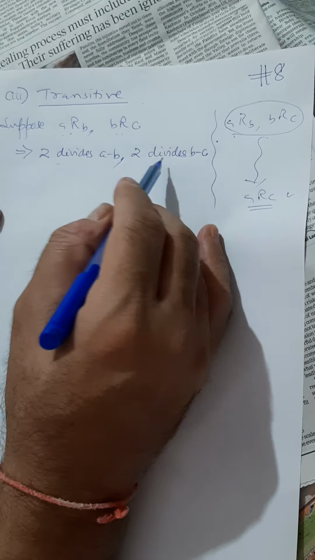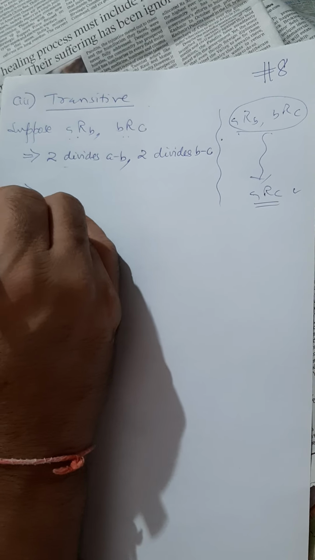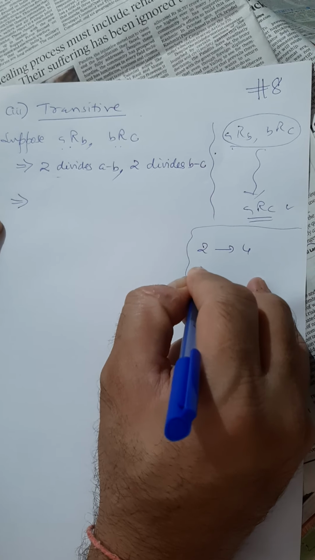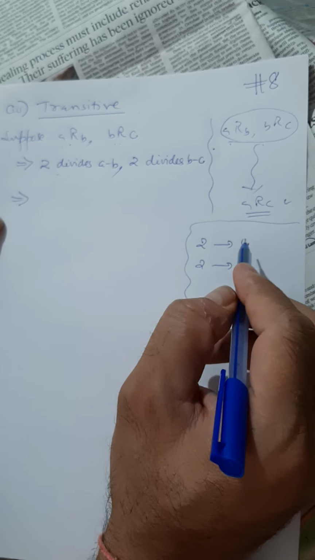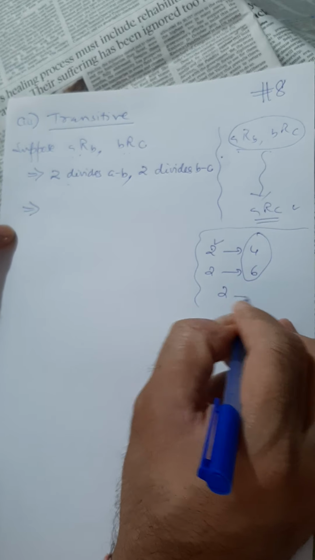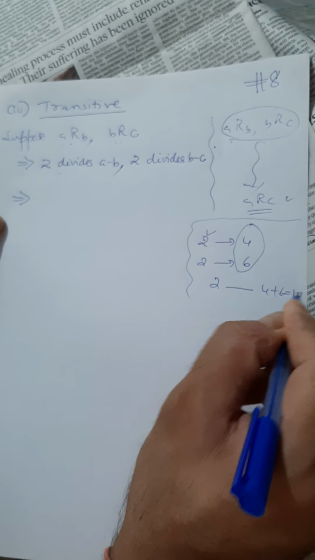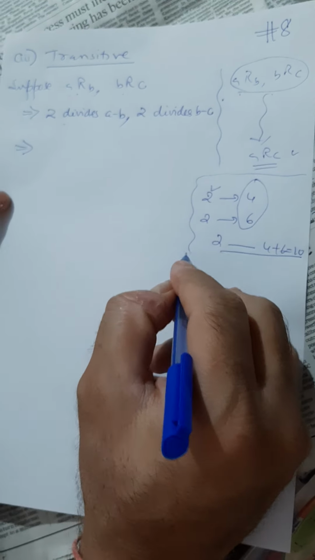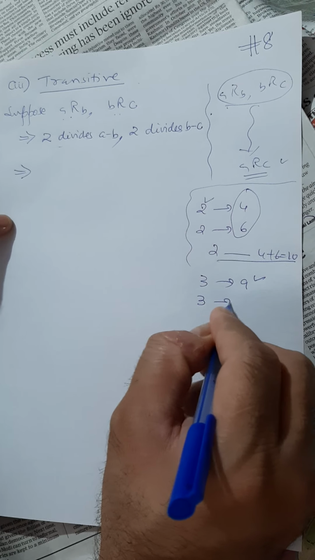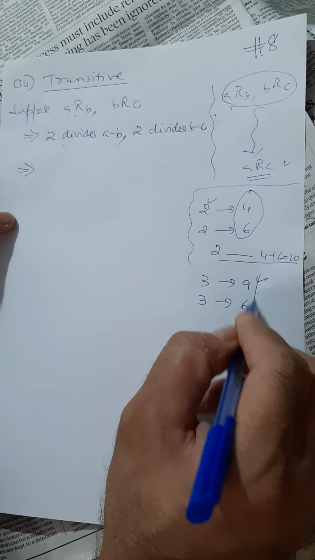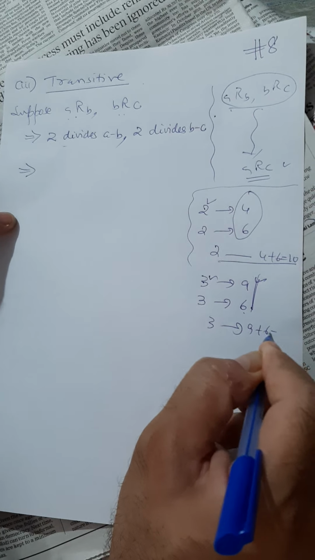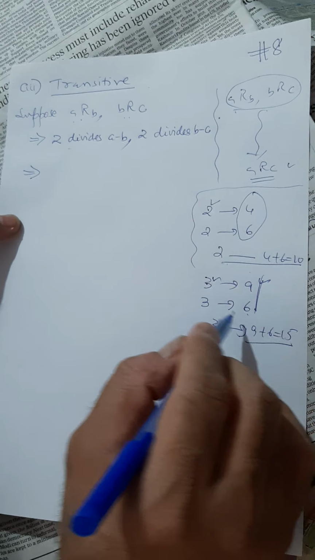Now actually this is a property of the division. Let me write here. For example, 2 divides 4, 2 divides 6. Then the property of the division says that this 2 always divides the sum of these two, that is, 2 divides 4 plus 6, which is 10. This is always true. If I take one more example, 3 divides, for example, 9. 3 divides 6. So from this you can say that 3 always divides the sum of these two, that is 9 plus 6, which is 15. This is always true.